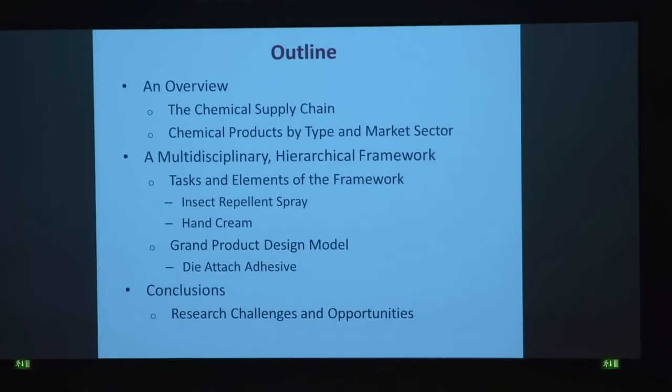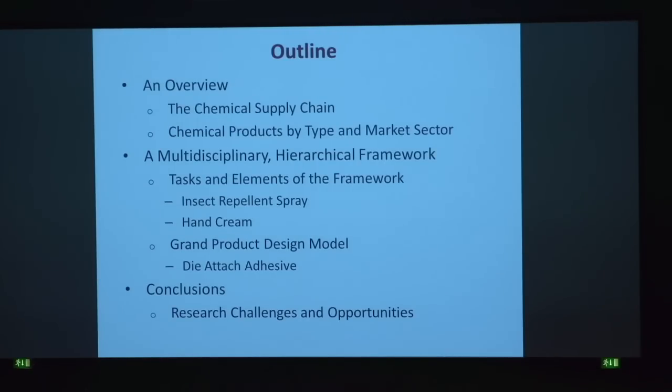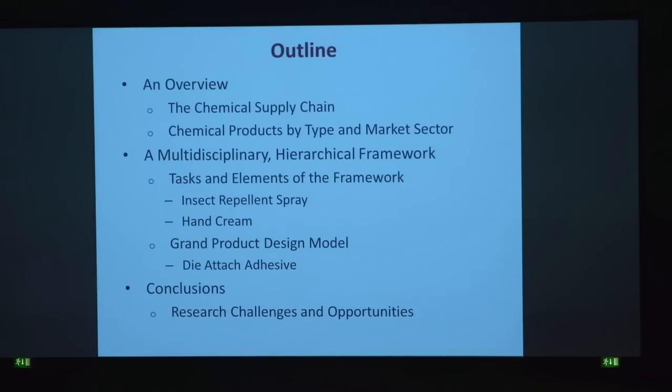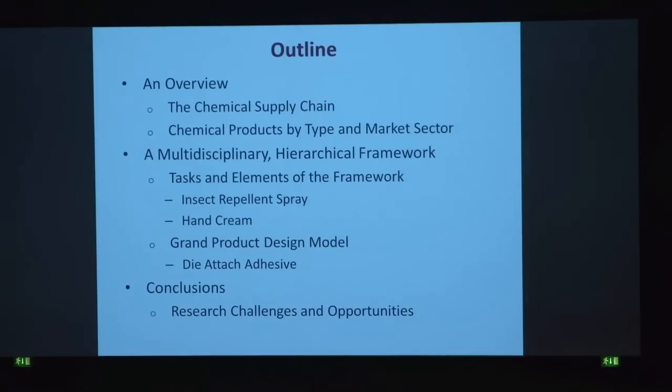This is the outline. We will talk about the products in the chemical supply chain, classifying them by type and by market sector. Then we talk about the tasks in the product design framework and the elements that are used to execute those tasks in the design framework. We will emphasize one element of the framework, the grand product design model, and we will use 3 examples to illustrate the concepts in this framework.